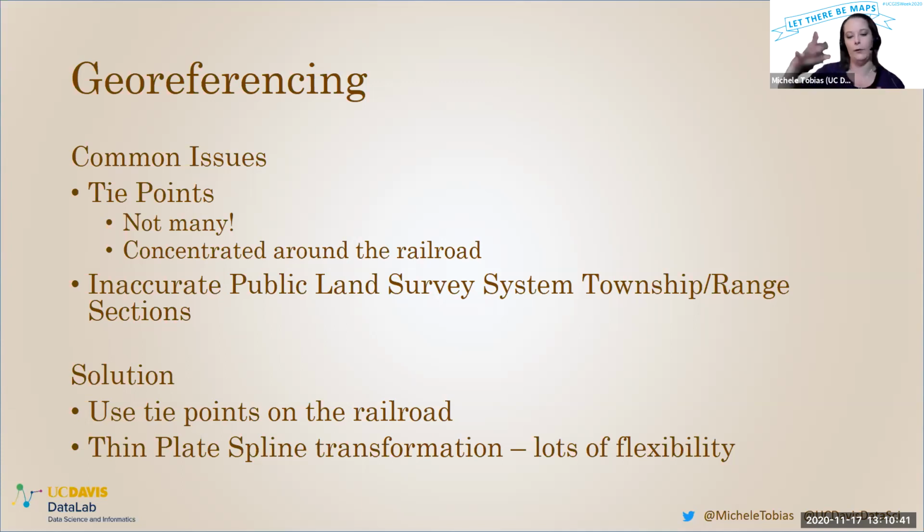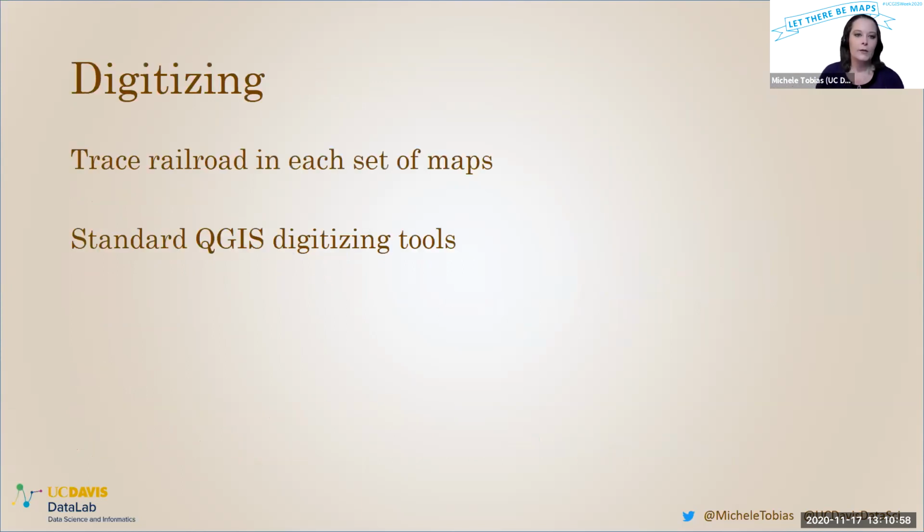So the thin plate spline allowed for a lot of warping and moving, and sometimes it's called rubber sheeting, so we could stretch places in it and make it fit really well. So it wasn't my first choice. We tried to use a less complicated transformation, but this ended up being the best choice for this particular set of maps. So the final part of this process was to digitize.